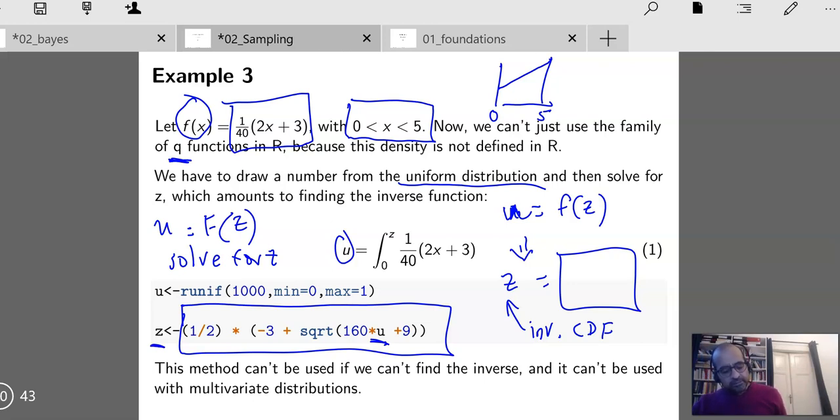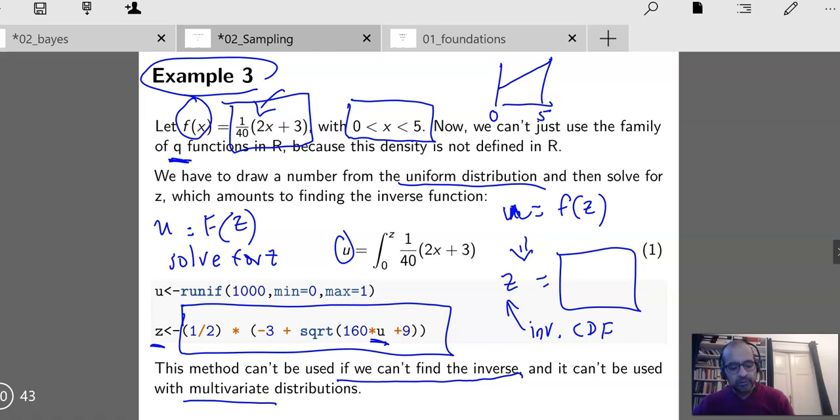So the problem with this method, of course, is that if we can't find the inverse of the PDF f of x, then there's nothing we can do, right? So we are kind of stuck here. Also, it can't be used with multivariate distributions where you have multiple variables involved. So this is a very limited method, but if there is one parameter involved in a distribution, such as the example 3 that I'm showing you here, there's only one parameter, which of course I've confusingly called x. So don't be confused here.